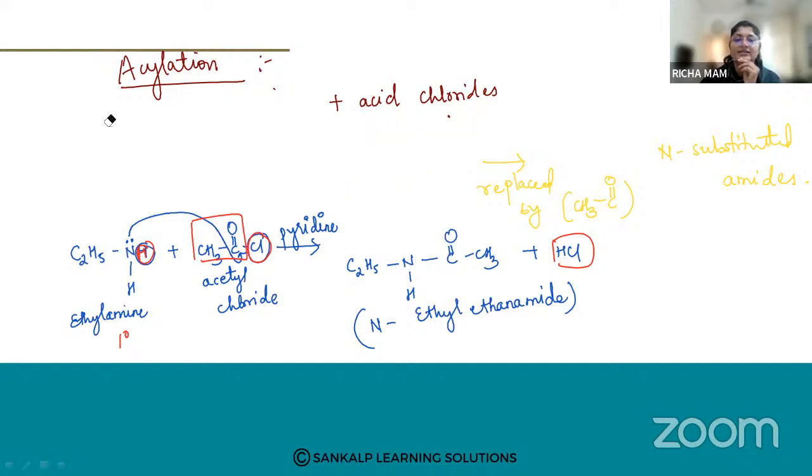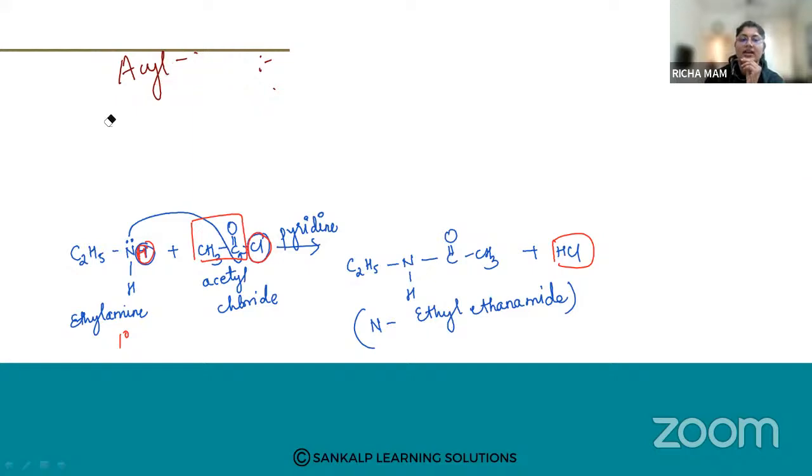Now let me take the second one as secondary. Let us take a secondary amine and see how the acylation reaction will go. So, second reaction. Let me take diethylamine. What is diethylamine? C2H5, N, H, C2H5. So C2H5NH plus acetyl chloride, CH3, C double bond O, Cl.